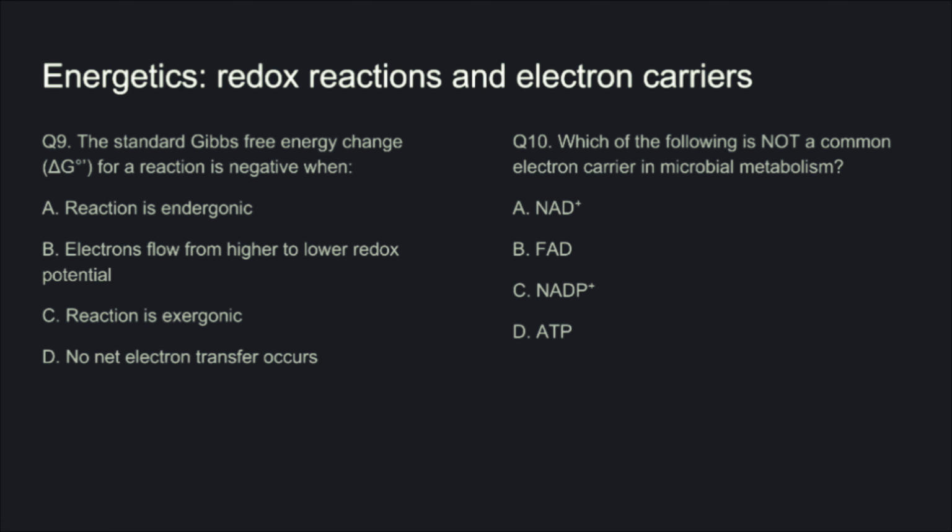Okay. Question 9. The standard Gibbs free energy change for a reaction is negative when A, a reaction is endergonic, B, electrons flow from higher to lower redox potential, C, reaction is exergonic, D.